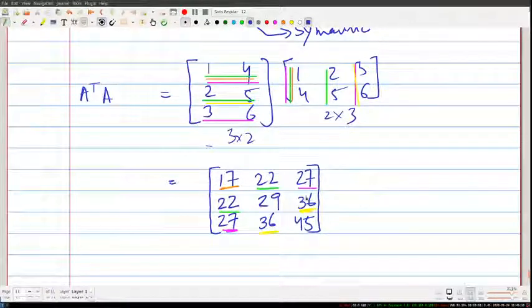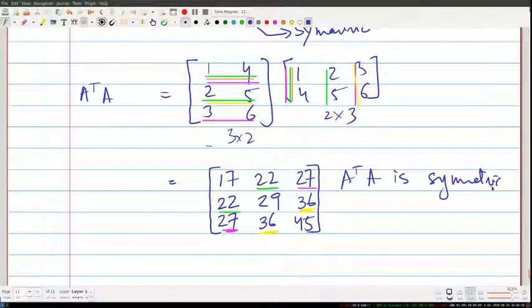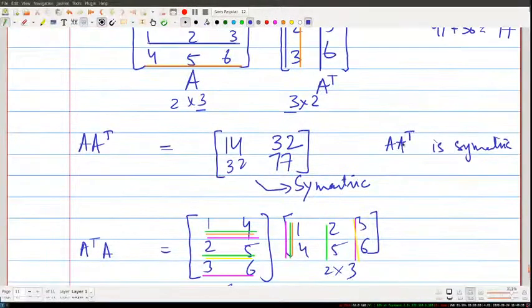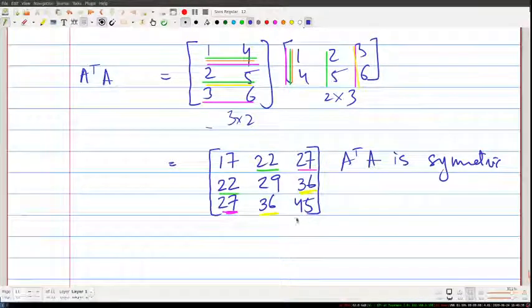And so this, exactly because of the color coding, right? Let's forget at least the colors on this one. And you notice that other than the main diagonal, the colors match up and the numbers match up, which means this A transpose A is symmetric. So A times A transpose is symmetric, but it's a 2 by 2 matrix, right? And A transpose A is symmetric, but it's a 3 by 3 matrix.